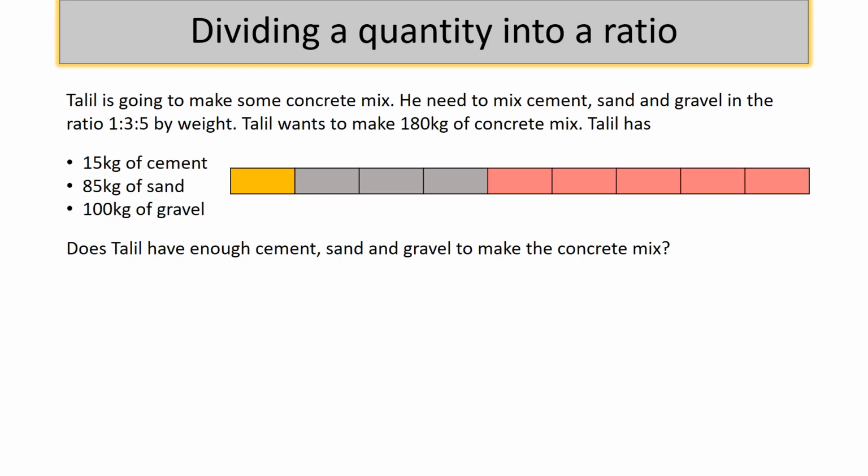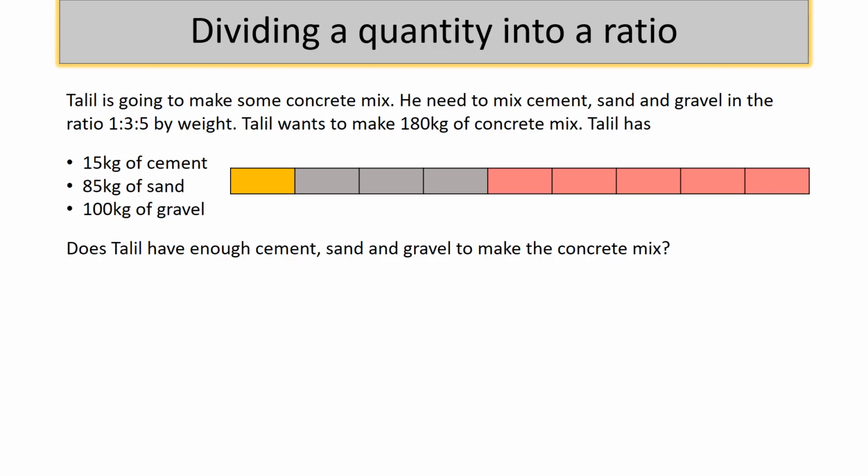And the next example is a little bit more complex. So let's have a look. Talil is going to make some concrete mix. He needs to mix cement, sand and gravel in the ratio 1:3:5 by weight. Talil wants to make 180 kilograms of concrete mix. Talil has 15 kilograms of cement, 85 kilograms of sand, and 100 kilograms of gravel. And the question is, does he have enough of each ingredient to make the concrete mix?